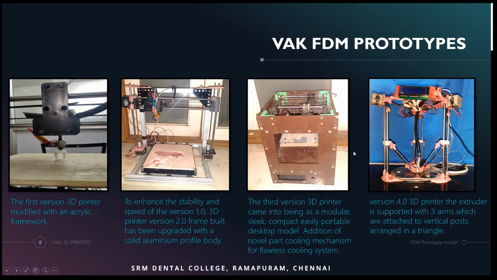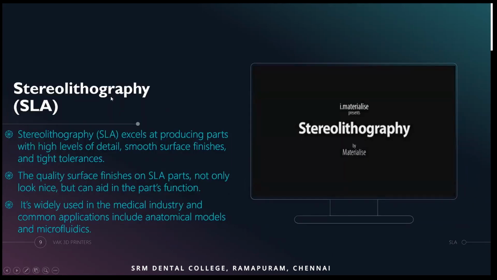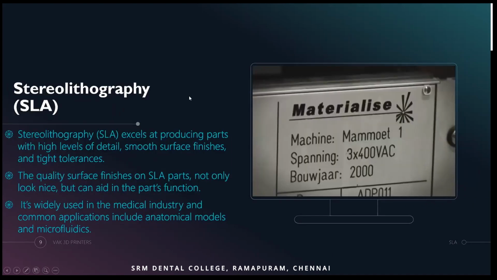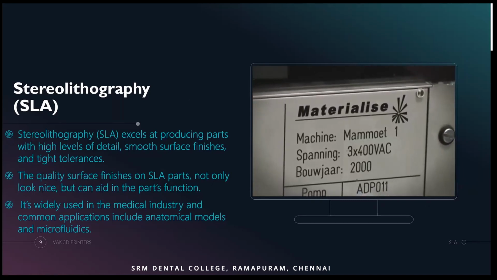Third, we wanted a little bit of a desktop model. We need to carry it, and it should be easy for us to carry. So we tried a desktop model, and the last, version 4, which is in process, is the 3D printer with the extruder, which is supported with 3 arms. You can see the 3 arms here, which are attached to the vertical posts arranged in a triangle shape.